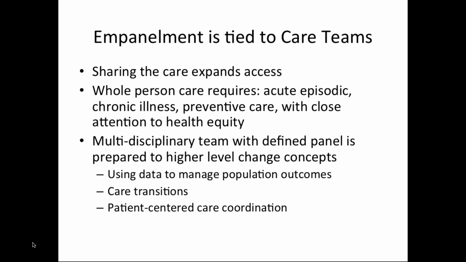closely tied to empanelment is care teams, because there's way too much work in managing a panel of 1,500 or 2,000 patients. There's far more work in managing that population or that panel than a single individual could possibly do. And what this means is to provide whole person care, whether it's for a pediatric population or adult population. It means balancing acute episodic care with chronic illnesses, with preventive care, and paying attention to health equity issues all the while, and that requires a whole team of people.